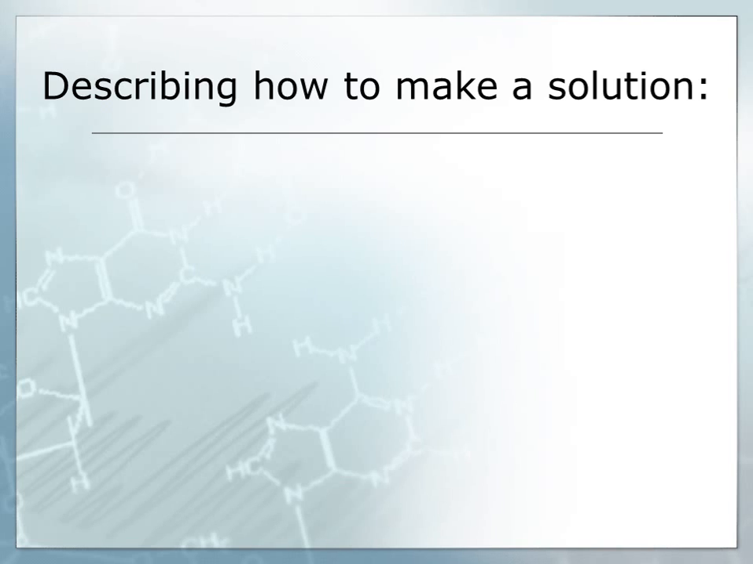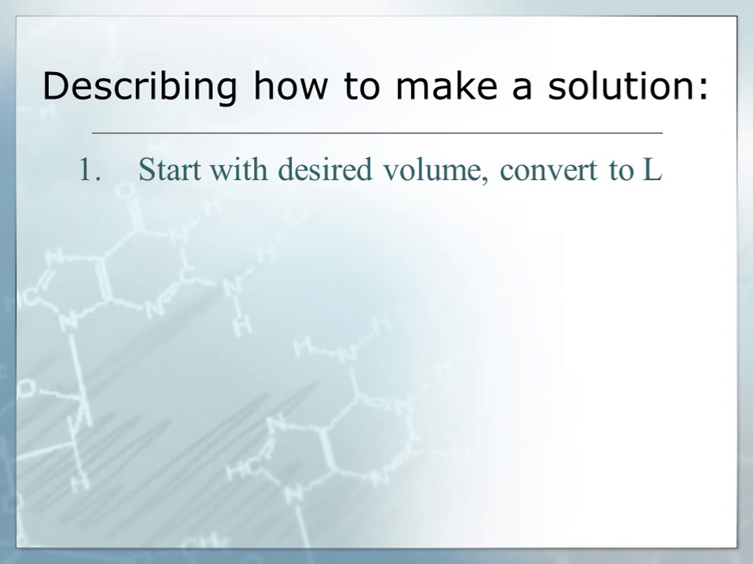When we are making a solution by dissolving a solid solute, we need to start with the desired volume that we're trying to create, and we need to make sure those units are in liters. So if our desired volume is in a unit other than liters, step one is to convert into liters. If the volume that we desire is already expressed in liters, then this step can be omitted.